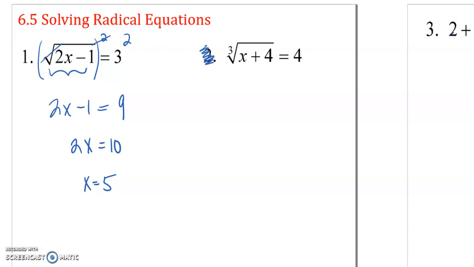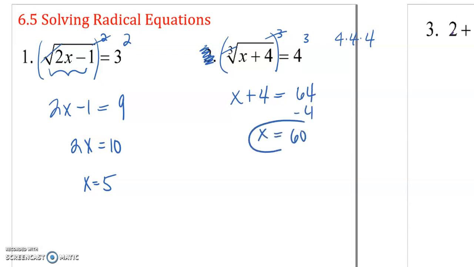If we're looking at this one, just be careful. If the index is not a square, squaring both sides is not going to be the option. So we need to cube both sides and the index will undo each other and x plus 4 equals, but please remember whatever you do to one side, you do to the other, and 4 cubed is 4 times 4 times 4, and that is 64, and then subtract, and x is 60.